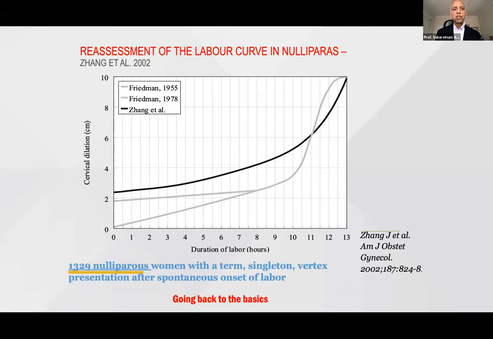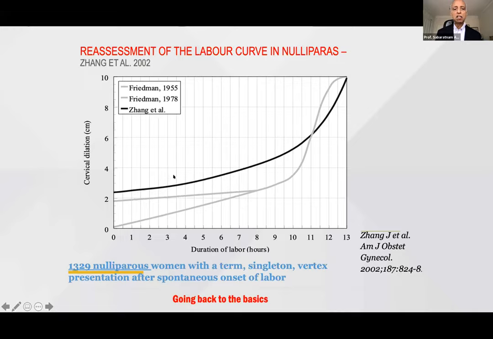However, Zhang in 2002 decided to compare Friedman's curve with what he retrospectively observed in 1,329 nulliparous women. And he showed that the active phase doesn't start at 3 centimeters, it starts somewhere at 5 centimeters. So this is Zhang's partograph. After 5 centimeters is 1 centimeter per hour. Up to 5 centimeters, it was slow.